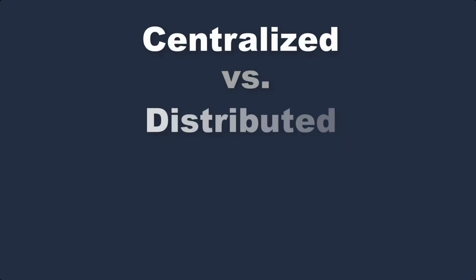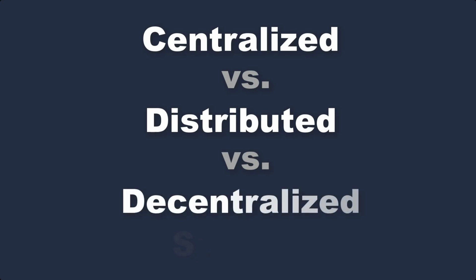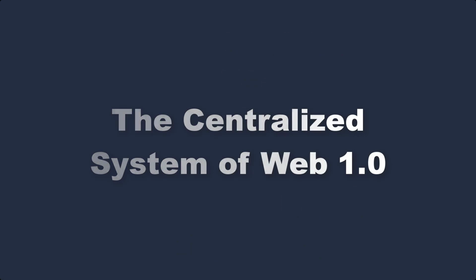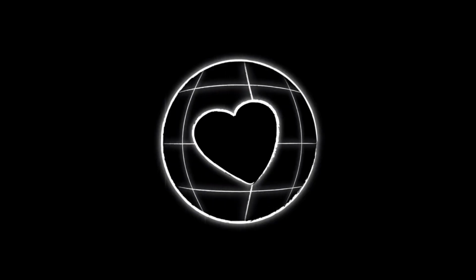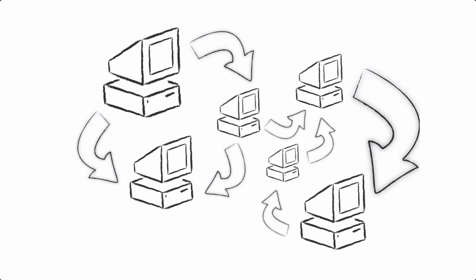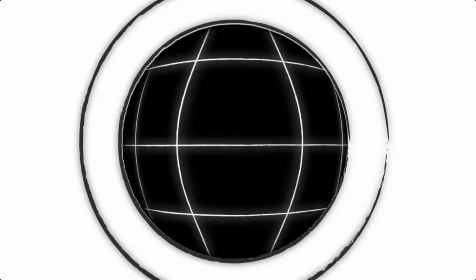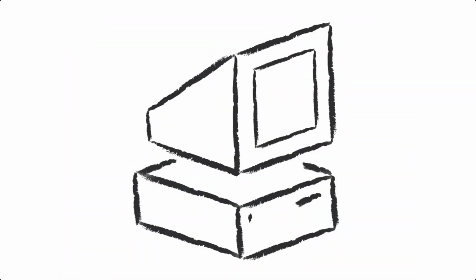Next, centralized versus distributed versus decentralized systems. First, let's talk about the centralized system of Web 1.0. We would like to think of the centralized Internet as Web 1.0. You would put a server on the Internet, that server would host a website, then you would have all your users connecting to it. The issue with this structure is that if your server went offline, that would cause your entire website to go offline. It was a massive issue at that time.